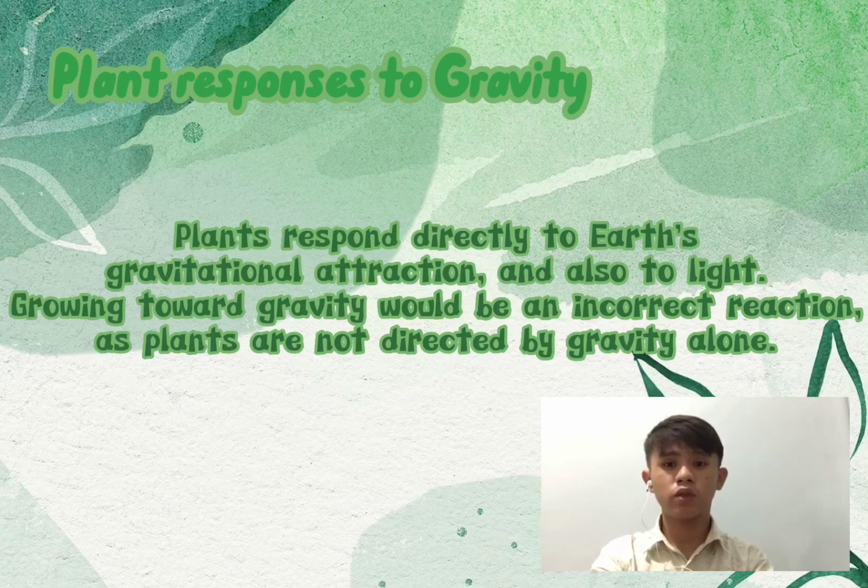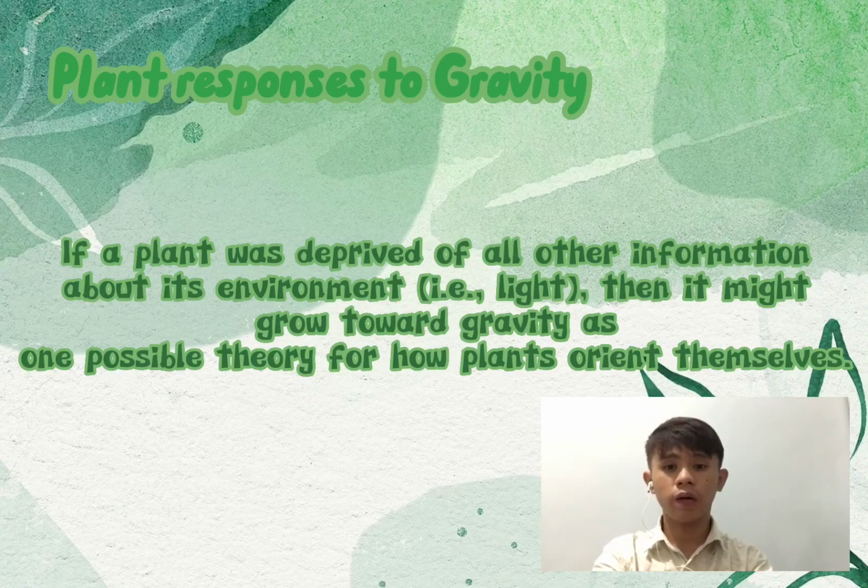Plant responses to gravity. Plants respond directly to Earth's gravitational attraction and also to light. Growing toward gravity would be an incorrect reaction, as plants are not directed by gravity alone. If a plant was deprived of all other information about its environment, that is light, then it might grow toward gravity as one possible theory for how plants orient themselves.